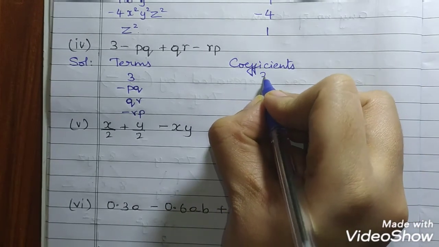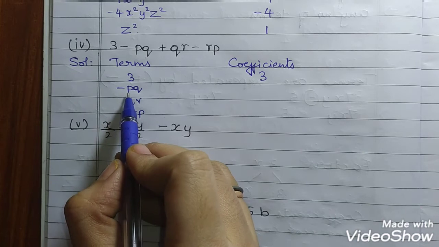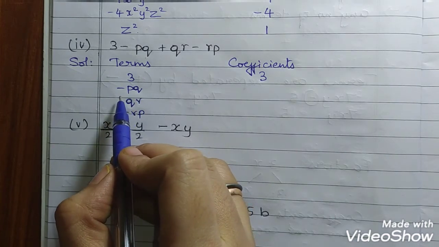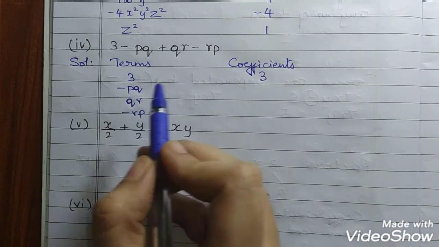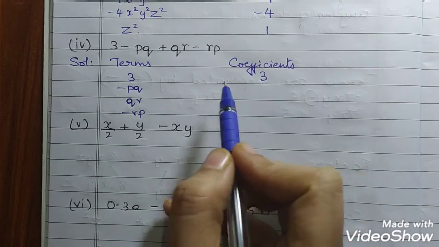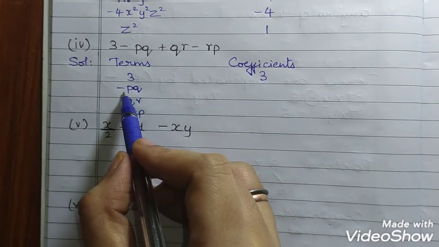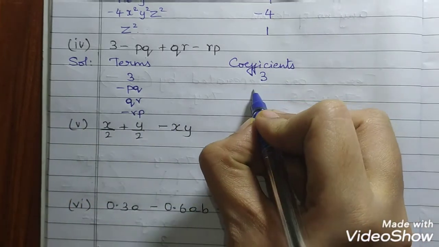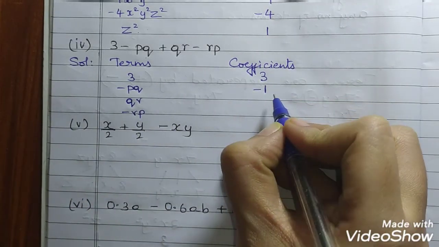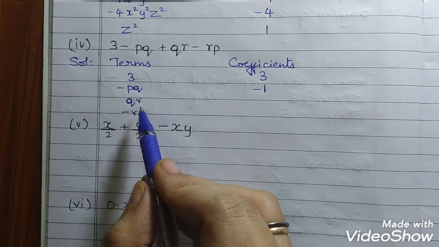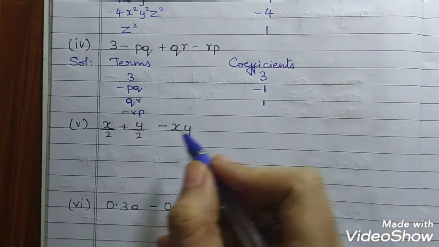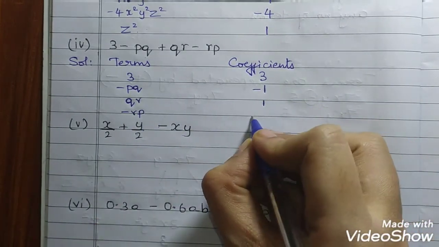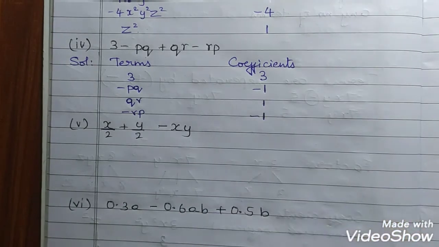Now coefficients. First it is 3, then minus PQ. So what do we have to write here? Minus 1, not positive 1, minus 1, because minus 1 into PQ is nothing but minus PQ. So here we will write minus 1. Minus 1 will be the coefficient. QR, 1 will be the coefficient. Minus RP, minus 1 will be the coefficient.